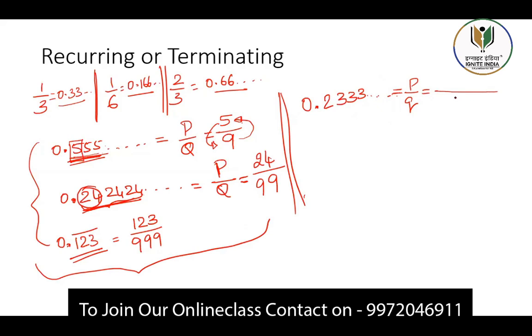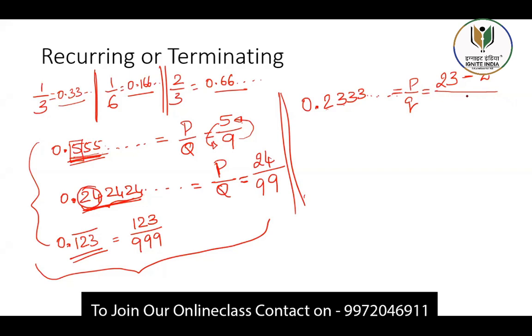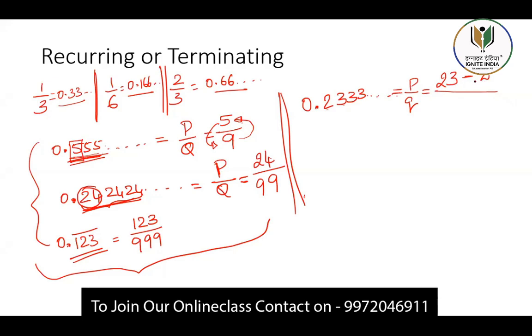In my numerator, first, I will write all those digits which are unique after the decimal point. So in this case, it is 0.23333. I write 2 and 3, the two unique digits that I see after the decimal point, so I write 23. From this, I subtract the digit which is not repeating.